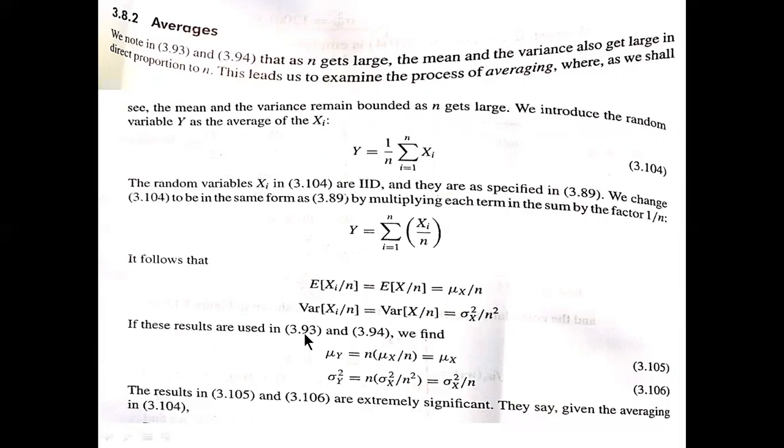If these results are used in equations 3.93 and 3.94, then we'll get mu y equal to n times mu x by n, that is mu x itself, and sigma y squared equal to n times sigma x squared by n squared, that is sigma x squared by n. So these two are very important. We'll get back the value of mu x here, whereas here the variance is divided by n, so the variance is reduced.